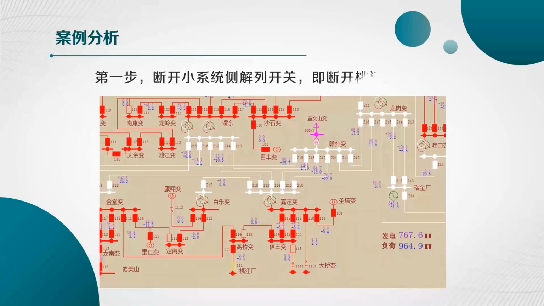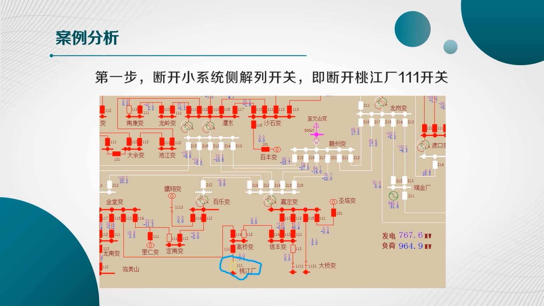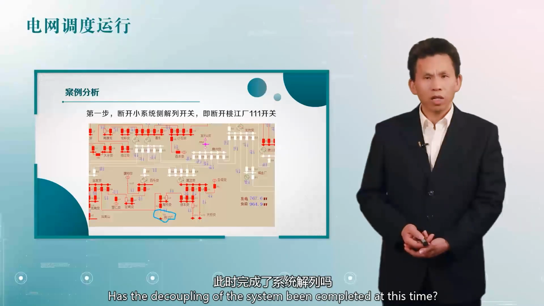The first step is to disconnect the decoupling switch on the small system side, that is, disconnect the Taojiang plant 111 switch. Please refer to the blue line mark in the figure. At this time, the monitoring of the Taogao line shows that the active load is zero. Has the decoupling of the system been completed at this time?